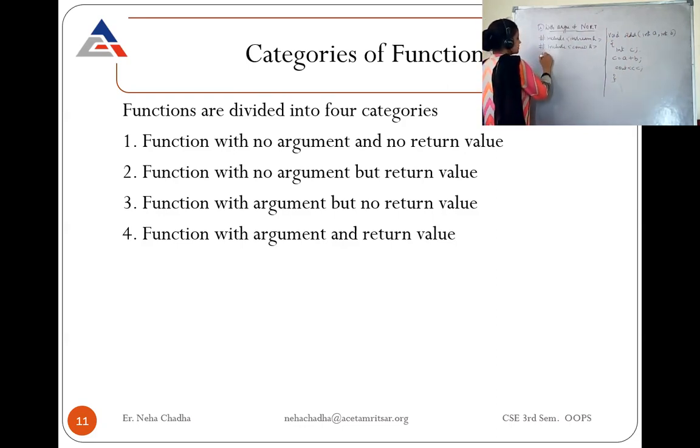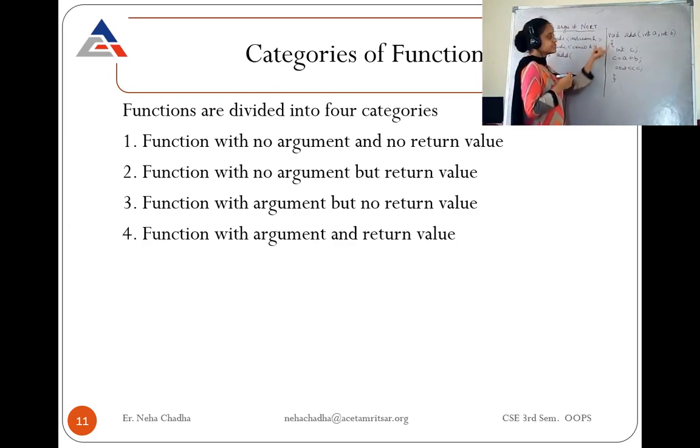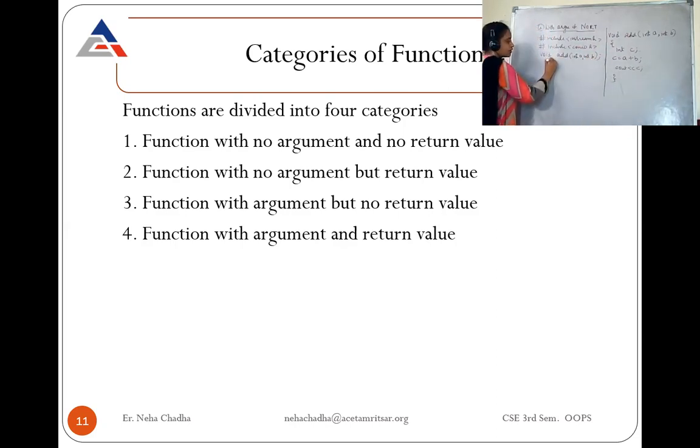The return type is void. The name of the function is add. Then the arguments. You must write the same number of arguments of the same type when you define a prototype. One way is to use the same types as int A, comma, int B, then end it with a semicolon. Or you may write your prototype as void add and just the data types of the variables. No need to define the variable names here.